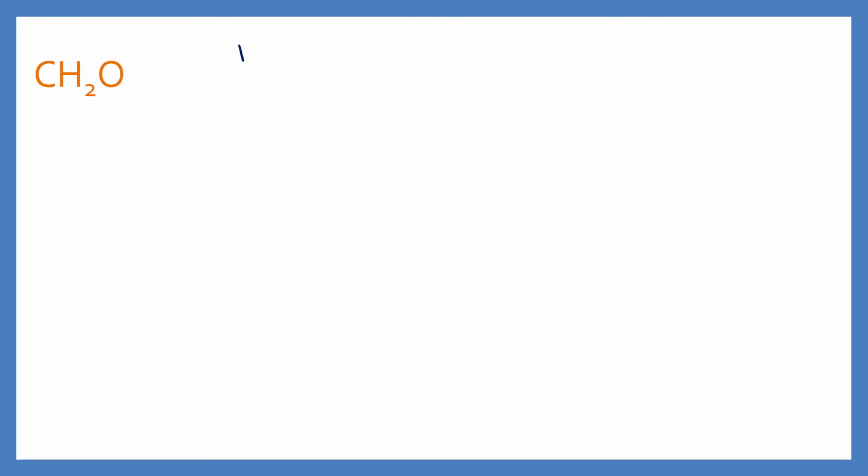So we have 1 carbon, and we know that each carbon comes with 4 valence electrons. We have 2 hydrogens. Each hydrogen comes with 1 valence electron. And then we have 1 oxygen. Each oxygen comes with 6 valence electrons. That looks like the number 10. I'm so sorry. 1 oxygen. So if we add this up, that gives us 12 total valence electrons.